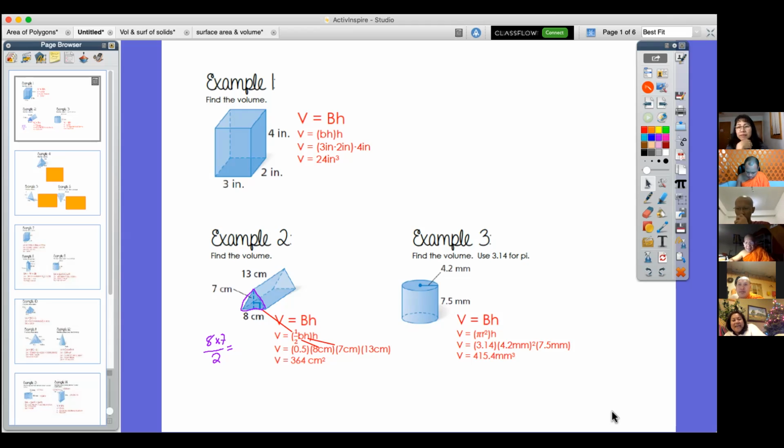We've gone through that already. When you see a circle, you know there's going to be pi involved, right? Okay, you know how to put this in a calculator, right? So this is 4.2 times 4.2 again in the calculator, okay? Next.